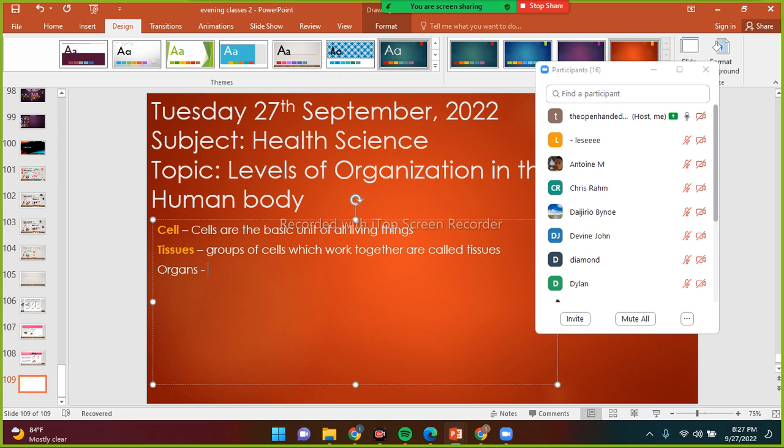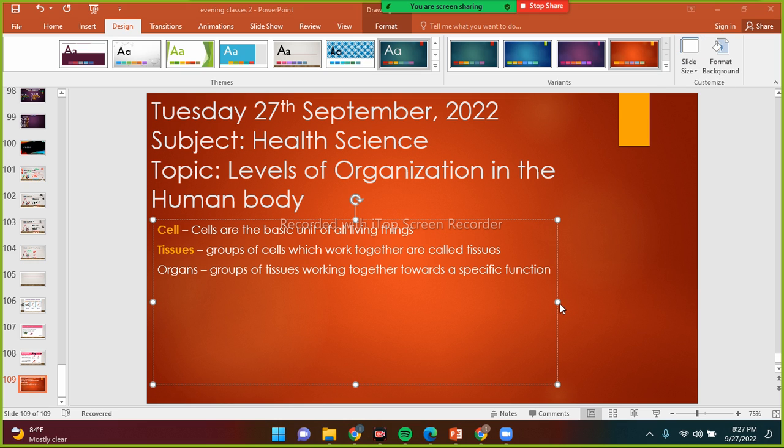So groups of cells come together gives us tissues. Groups of tissues come together gives us organs. Organs are groups of tissues working together towards a specific function. Now give me some examples of organs.